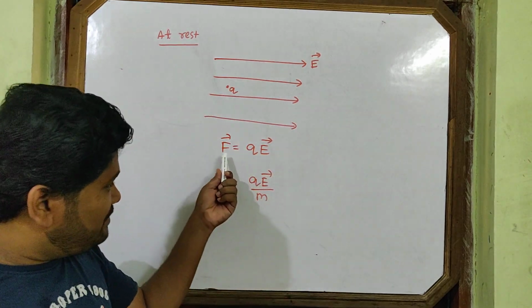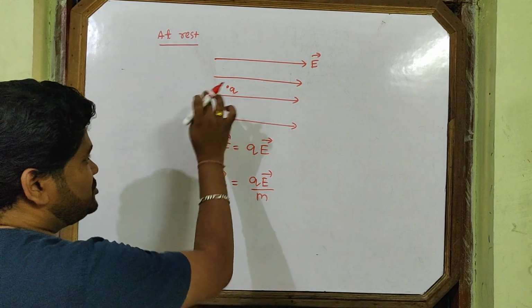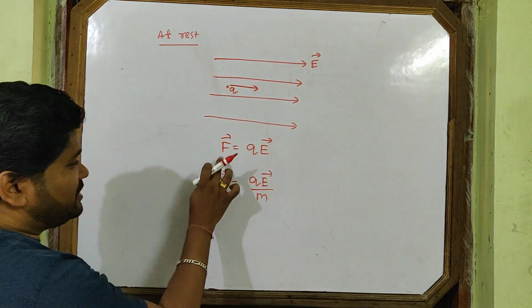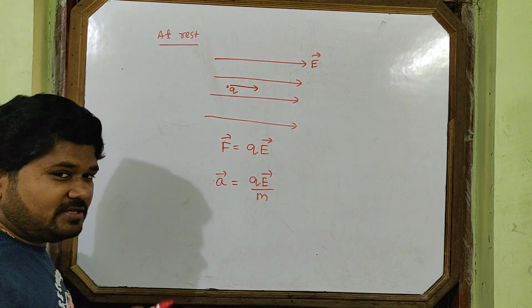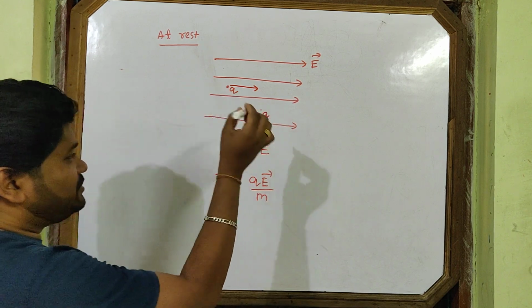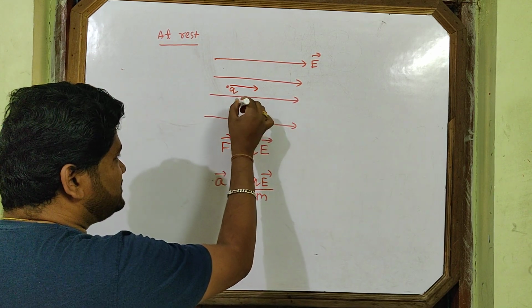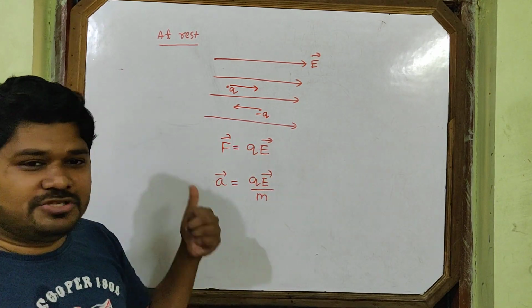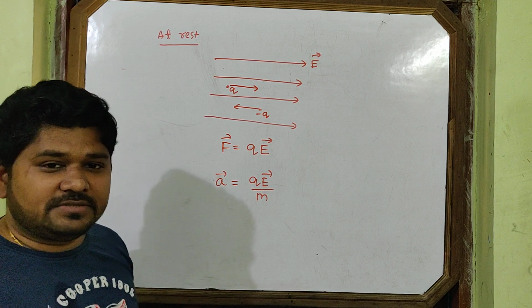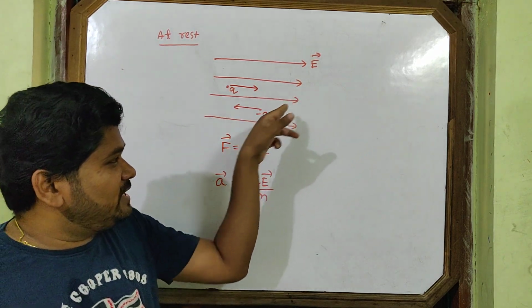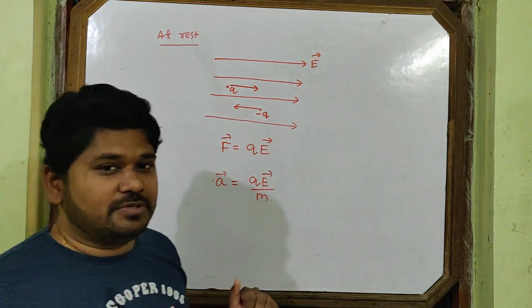But here, if this charge is positive, it moves along the field, because force and field are in the same direction. I have told you already. If this charge is negative, it moves opposite to the electric field, because force and electric field will be in opposite directions. So the positive charge moves along the electric field, the negative charge moves opposite to the electric field.